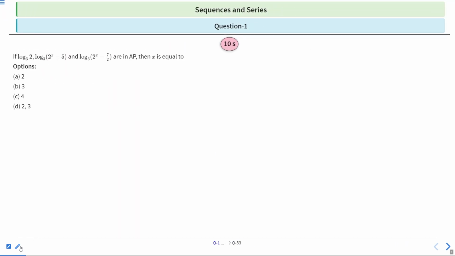Let's start with question number 1. Question number 1 says that if log 3 2 to the power x minus 5 and log 3 2 to the power x minus 7 by 2 are in AP, then x is equal to. I'll give 10 seconds to solve this question. After that, we will discuss the solution.